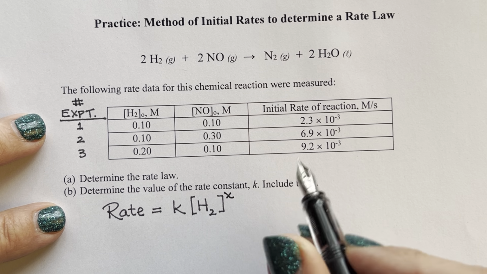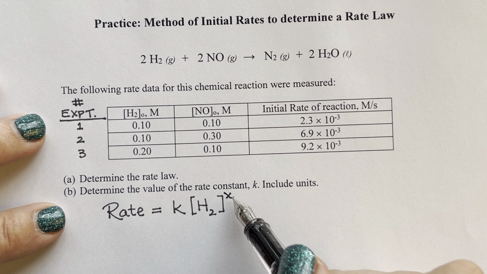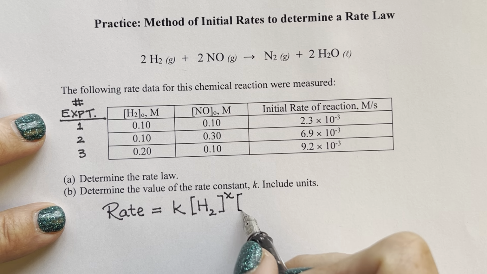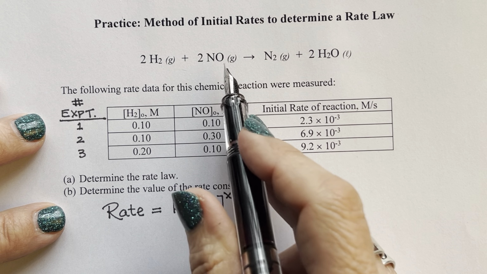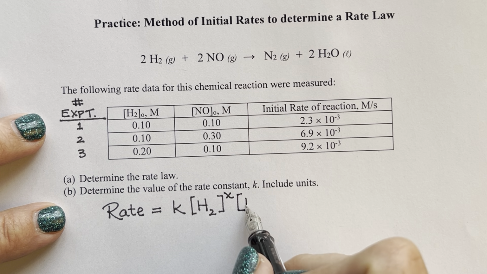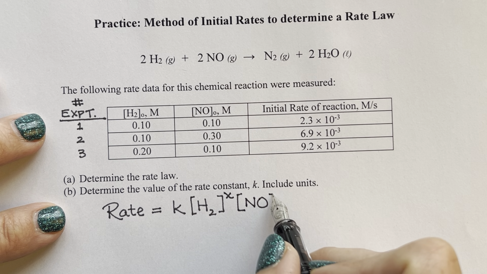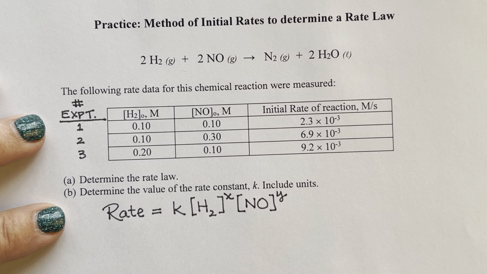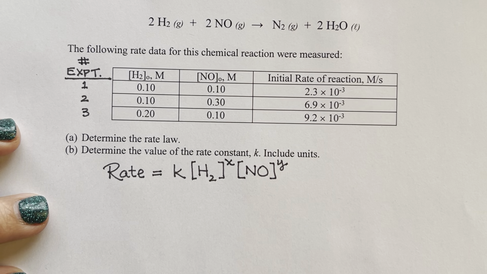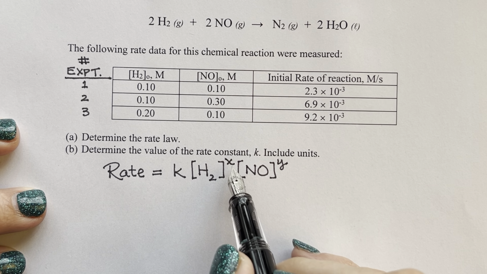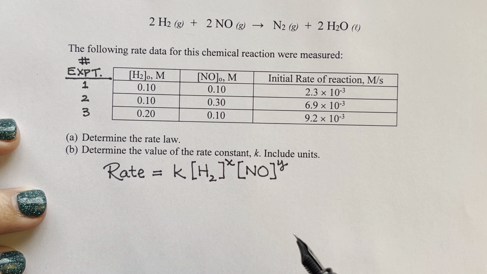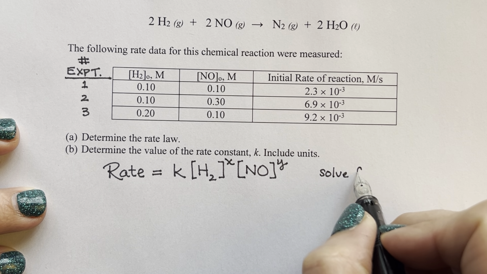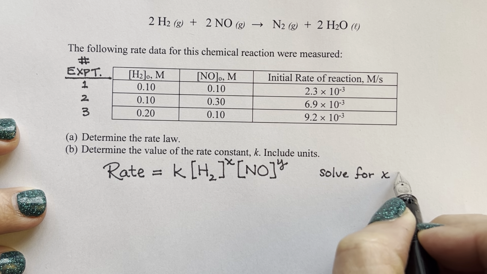Okay, because we don't know what it is, I'm going to call that X. And then we're going to do the same with NO, the other reactant, and put NO here, raised to some value I'll call Y. Okay, so our job is to figure out what X and Y are, and then we will know the rate law. So we want to solve for X and Y.